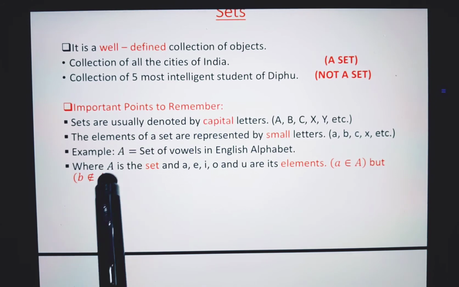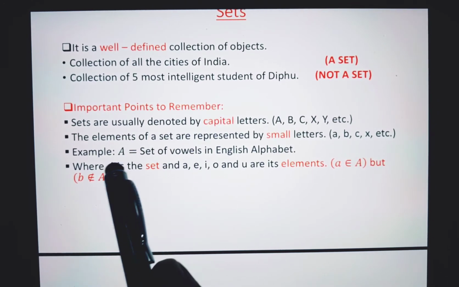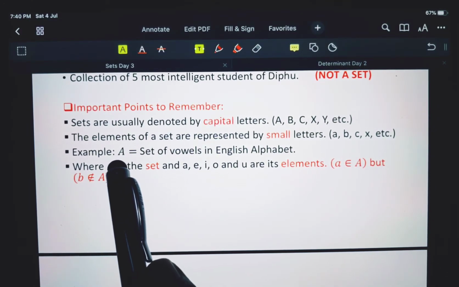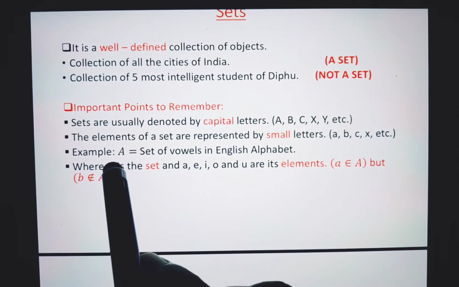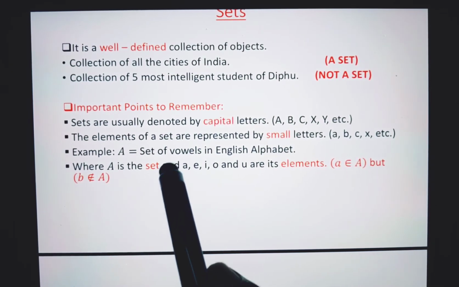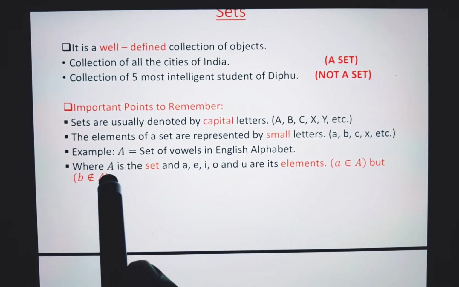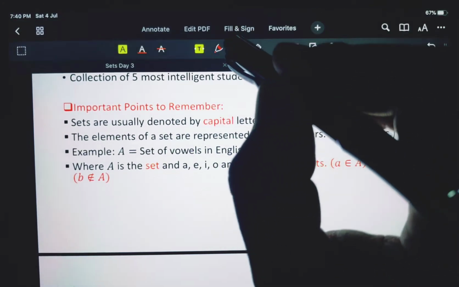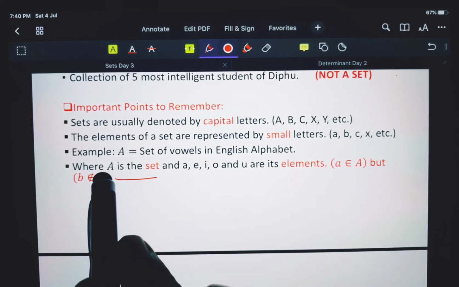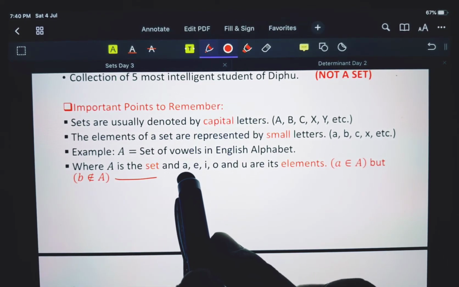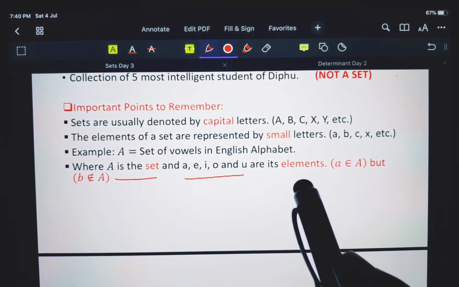So example A, it's written in here. Look at here, this is the set A. A set is denoted by capital letters. A is equal to, what is that set? The set of vowels in the English alphabet. Where A is the set, I already told you that a set is denoted by capital letters. So A is the set and a, e, i, o, u are its elements.